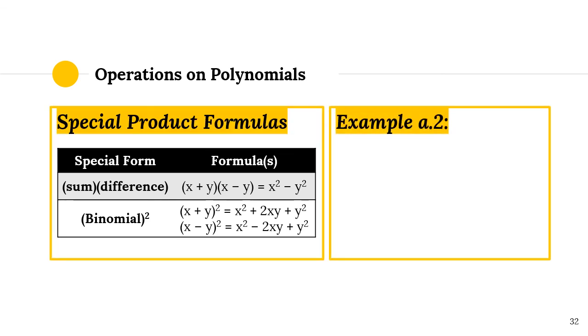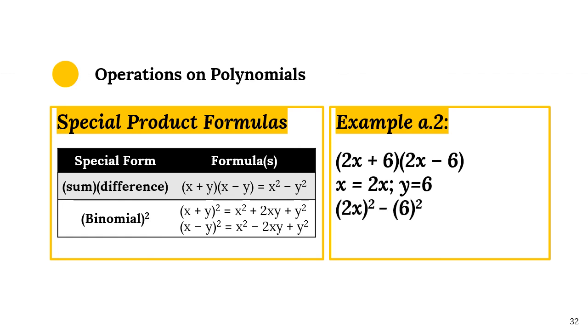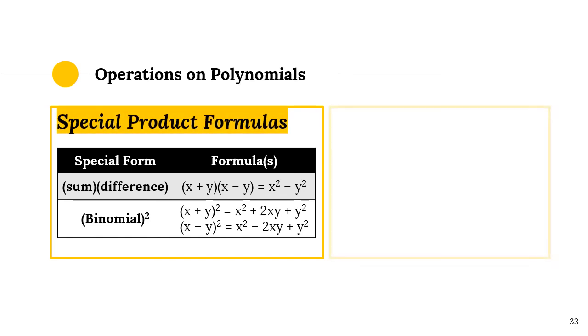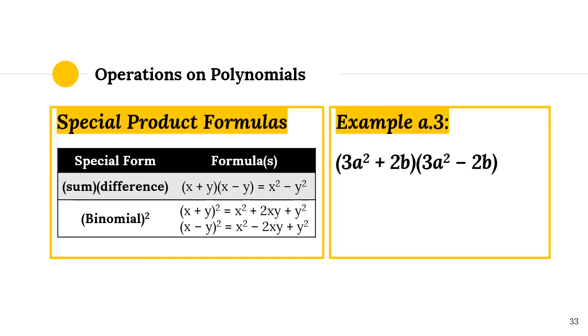Let's have the second example. 2x plus 6 times 2x minus 6. It follows the sum and the difference formula. So automatically, square of the first term of the binomial minus the square of the second term of the binomial, no middle term. So the quantity 2x squared is 4x squared, minus 6 squared is 36. You can pause this if you want to study it further, or play if you understood it immediately.